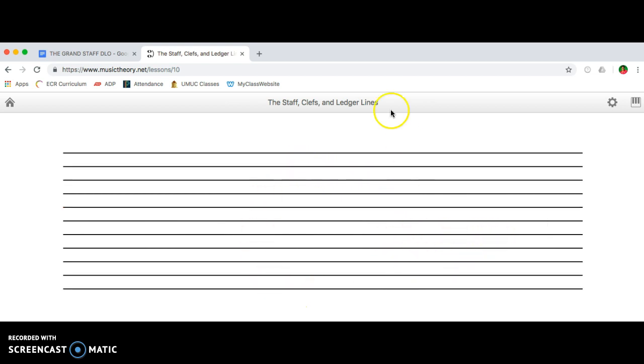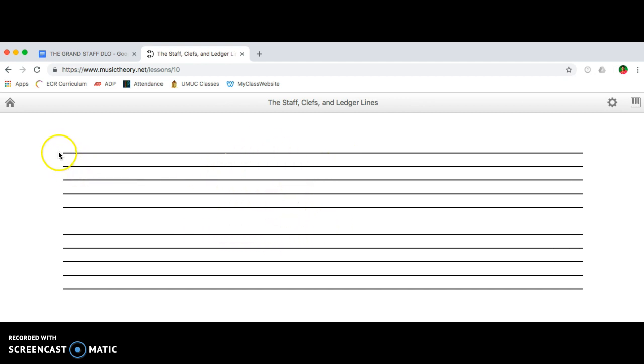Now we are at the grand staff, a theoretical staff consisting of 11 lines. But watch what happens when we eliminate the middle line. We end up with 2 regular staffs, 1, 2. By adding a treble clef and a bass clef, we can see the relationship between the 2 staffs. The treble clef goes on the top and the bass clef goes on the bottom.